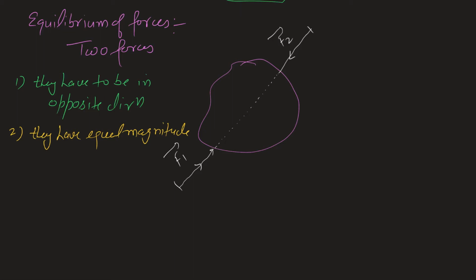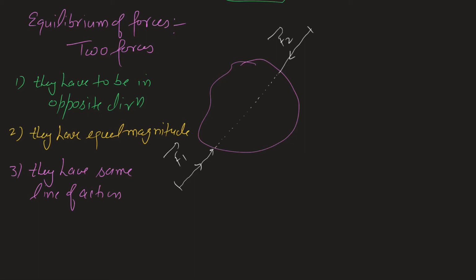And number 3, they are present in the same line of action. So that is number 3 property. Like here you see the line of action is same, so they have the same line of action. So these are the 3 conditions that we require for two forces to be in equilibrium.